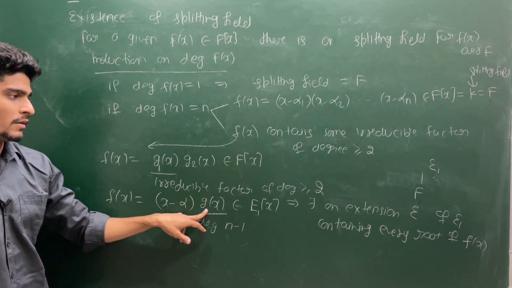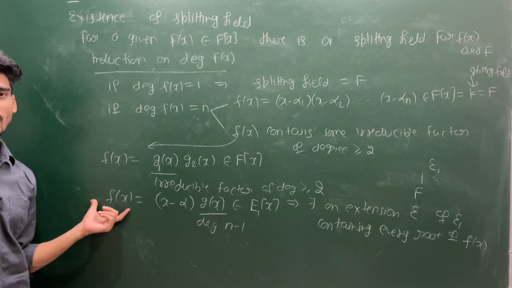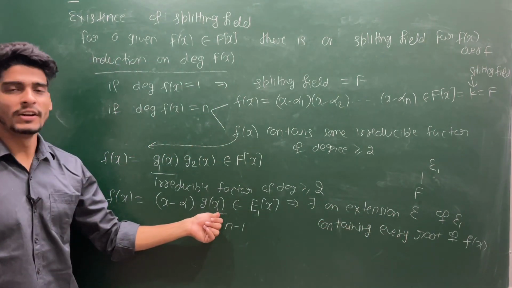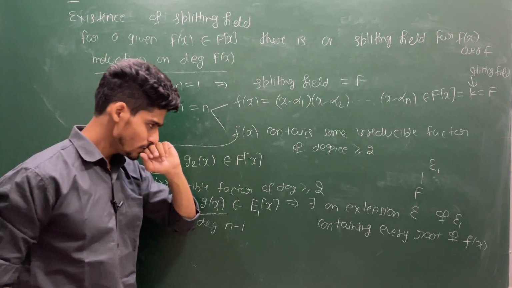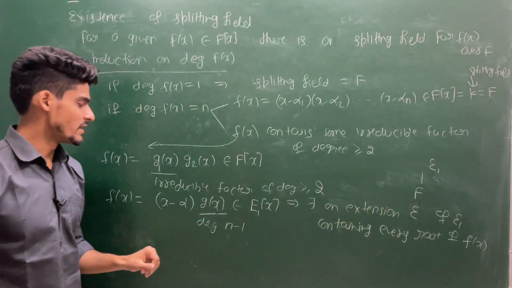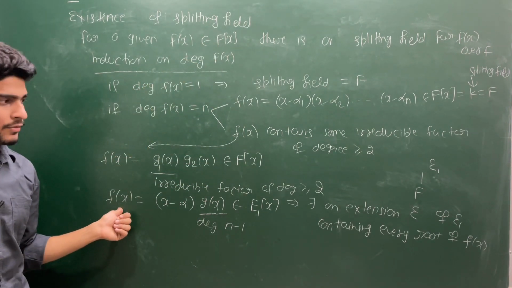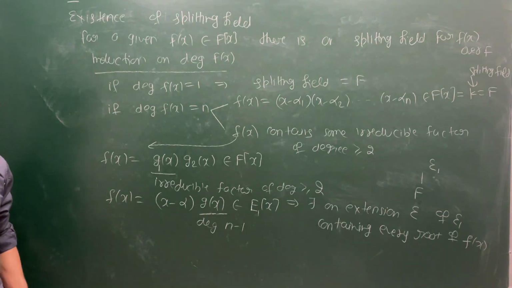But we do not know whether this E will form a splitting field of f or not. We know that this E is a splitting field for g by using the induction hypothesis. So this E is an extension of F which contains every root of f, and so we have one extension. This is by using the induction hypothesis.